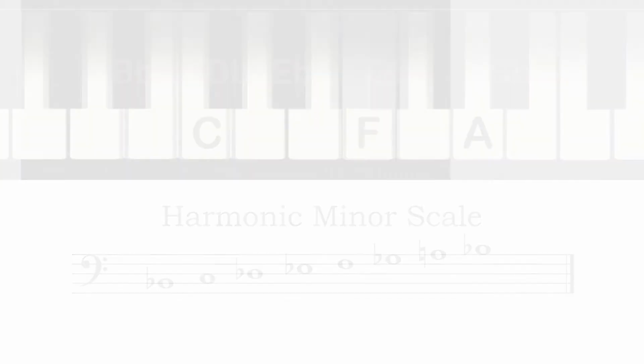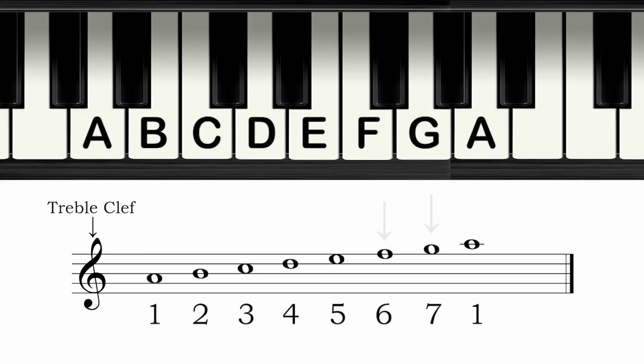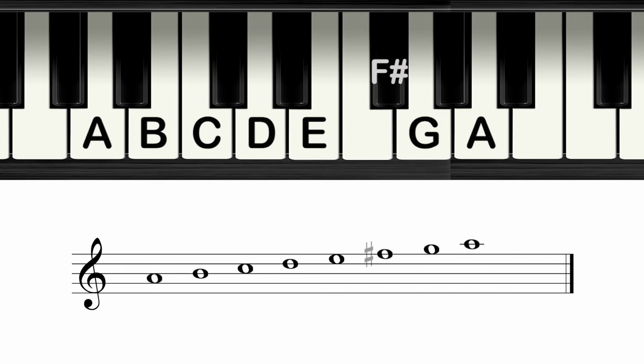The last minor scale is melodic minor. With melodic minor, you take a natural minor scale and raise the 6th and 7th note of the scale. So with A minor, the 6th and 7th notes are the note F and the note G. So raise the note F to F sharp and the note G to G sharp.